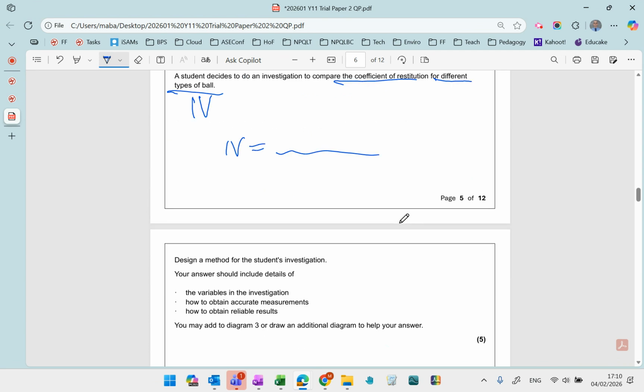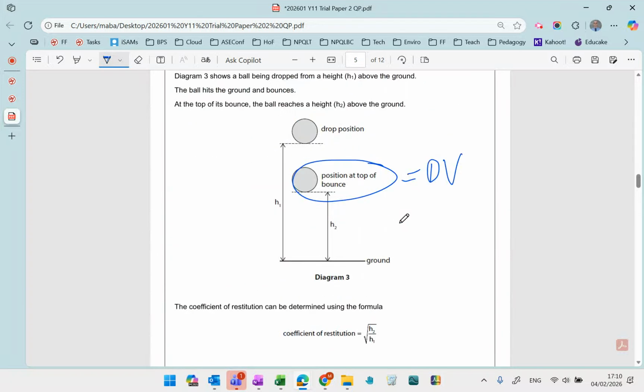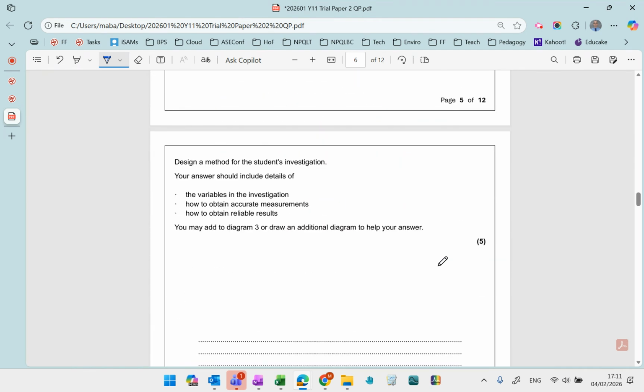Then we've got to think about what things we're going to control. We've already got a mark for IV and a mark for DV. Now we've got to think of control variables. There's lots of things that you could have here, like the drop position, which we're going to keep the same, the surface that we're dropping onto, the temperature of the ball, the fact that we're releasing it from rest. There's loads of things you could think of, but you're only going to be able to score 1 mark for the CV. You can't write down 5 CVs and get 5 marks. That's not how the mark scheme works.